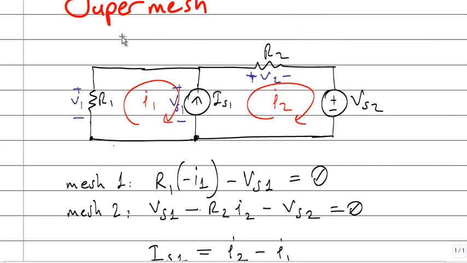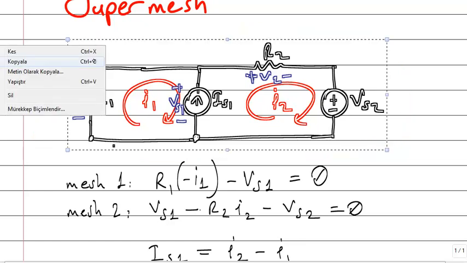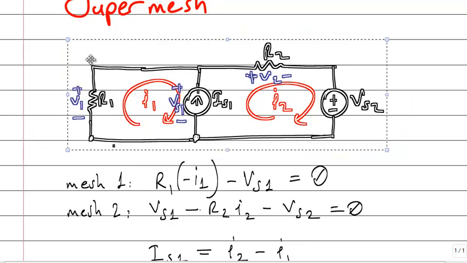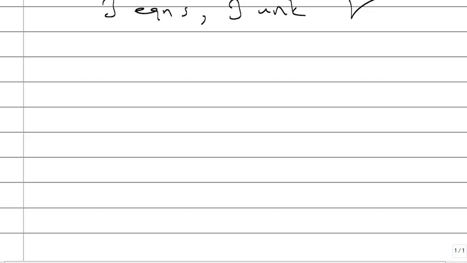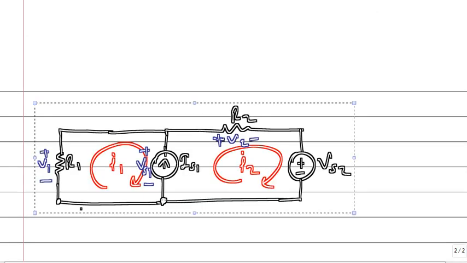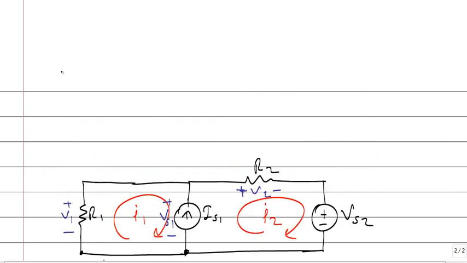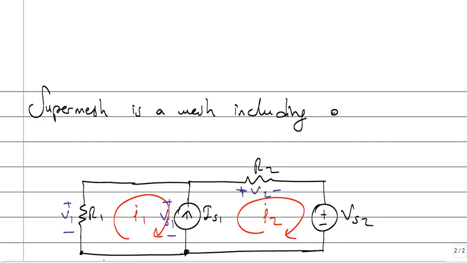But some people say there is a super mesh here. You can analyze that circuit using mesh analysis. It's not difficult. But some people say there is a super mesh here. Let me write the definition. Super mesh is a mesh including a current source.